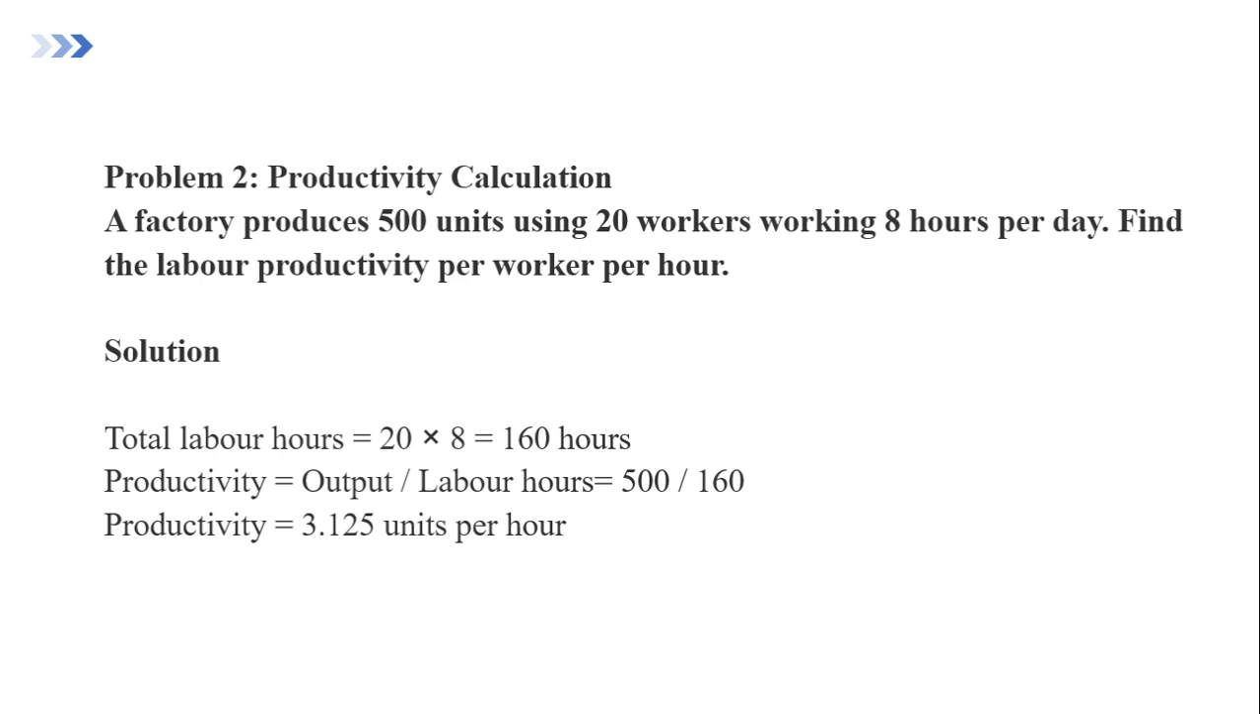Similarly, move to problem 2, where we have to calculate the productivity of the particular product. A factory produces 500 units using 20 workers working 8 hours per day. Find the productivity of labor per worker per hour.